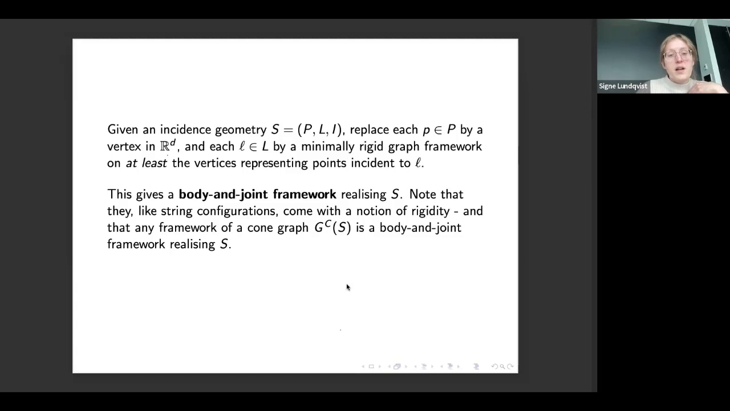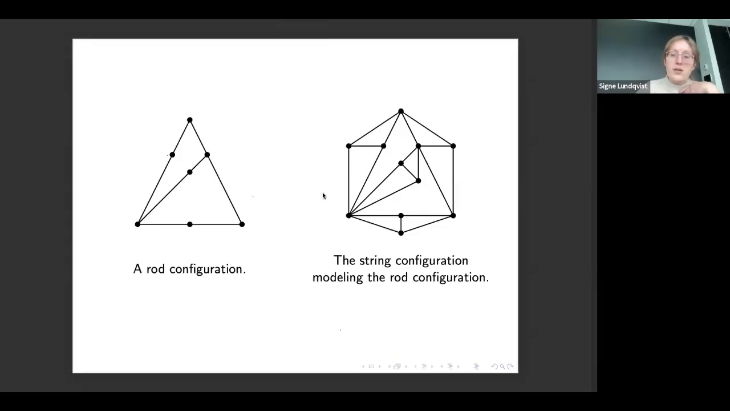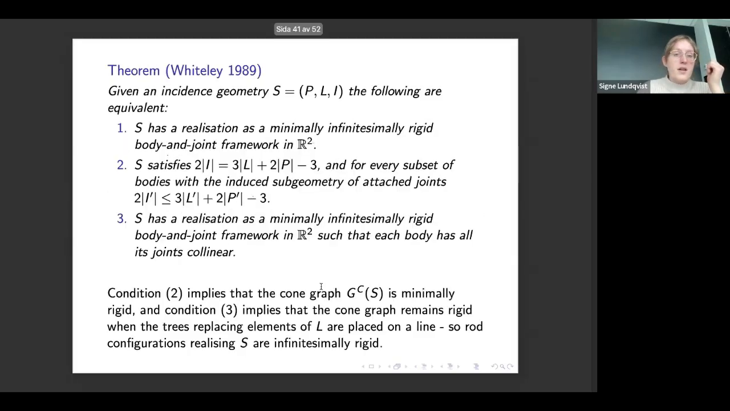And these body joint frameworks are graph frameworks. So they come with a notion of rigidity. And another thing that you can note is that any framework of a cone graph is a body joint framework realizing the instance geometry, including but not limited to these frameworks where the points that are incident to a line are collinear.